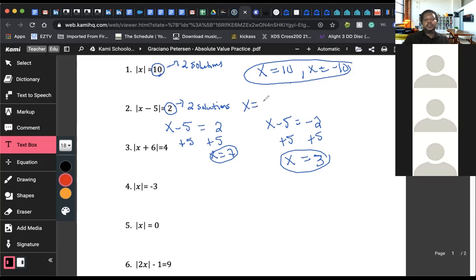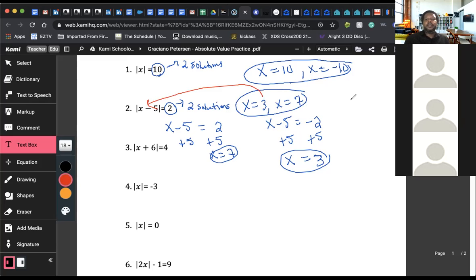X is equal to 3 and x is equal to 7. Those are my 2 answers for number 2. To check my answers, all I have to do is put them back into the absolute value to see if it works.